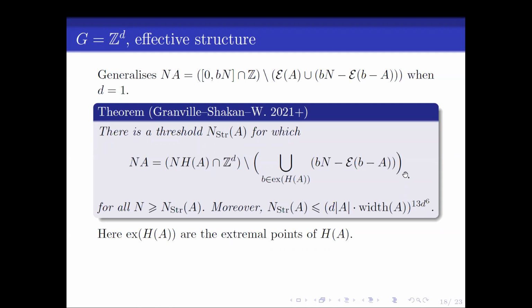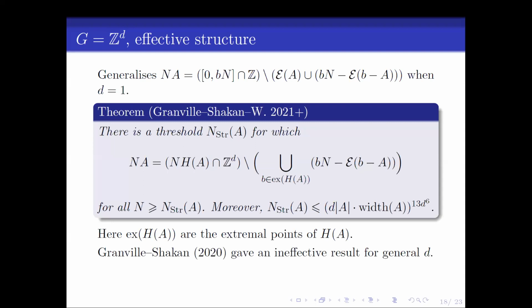Okay, so again, note this really is the generalization, because in one dimension, the extremal points of the convex hull are just 0 and B, right? The min element and the max element. So that gives us E of A and Bn minus E B minus A. And that's exactly what we have here. We're taking the union over the corners of the convex hull, over the extremal points, and removing these exceptional elements that we would have never had any hope of representing anyway.